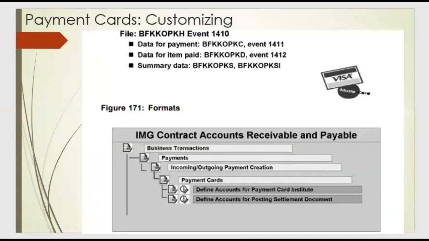Now, how to configure the cards? You need to configure the cards at the configuration level. Here it is showing the business transactions and payments, incoming and outgoing payment cards, define account, payment card institutions. Now you need to integrate the bank here. Define the account for posting the settlement document. So the file is DFKKOPKH. This is the event for which we are integrating the cards.